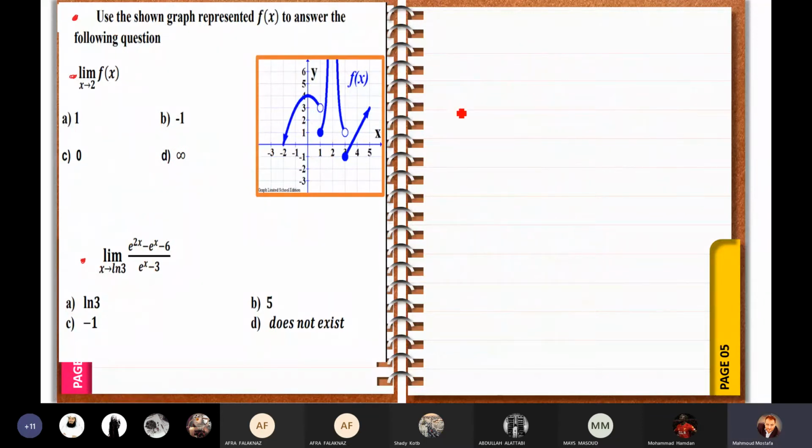Here, use the graph to find the limit when x approaches 2. From the right it is infinity, from the left it is infinity, so the limit here is infinity.